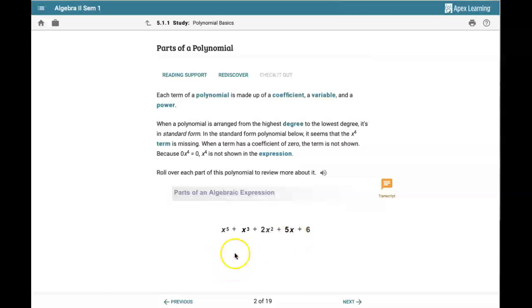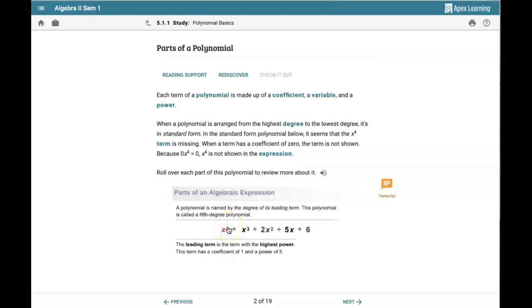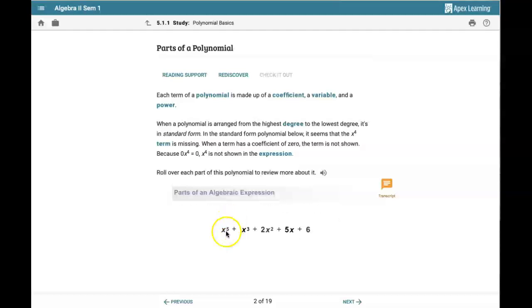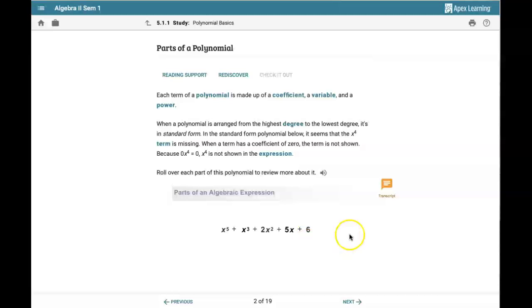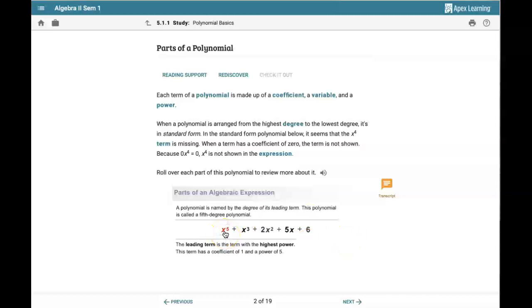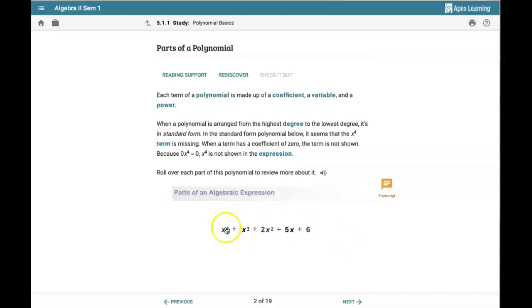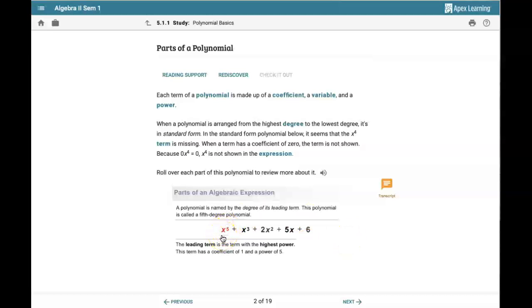All right, and you can see here that we are missing an x to the fourth term, right? So it doesn't always have to have every term in order to be considered a polynomial expression here, all right? But if we spend a little time here looking, again, it's arranged from highest order to smallest order, all right? And the degree of the polynomial is the degree of its leading term, right? So this entire polynomial is a fifth degree polynomial based on the fact that the fifth degree term is the highest term. All right, so this is a fifth degree polynomial.